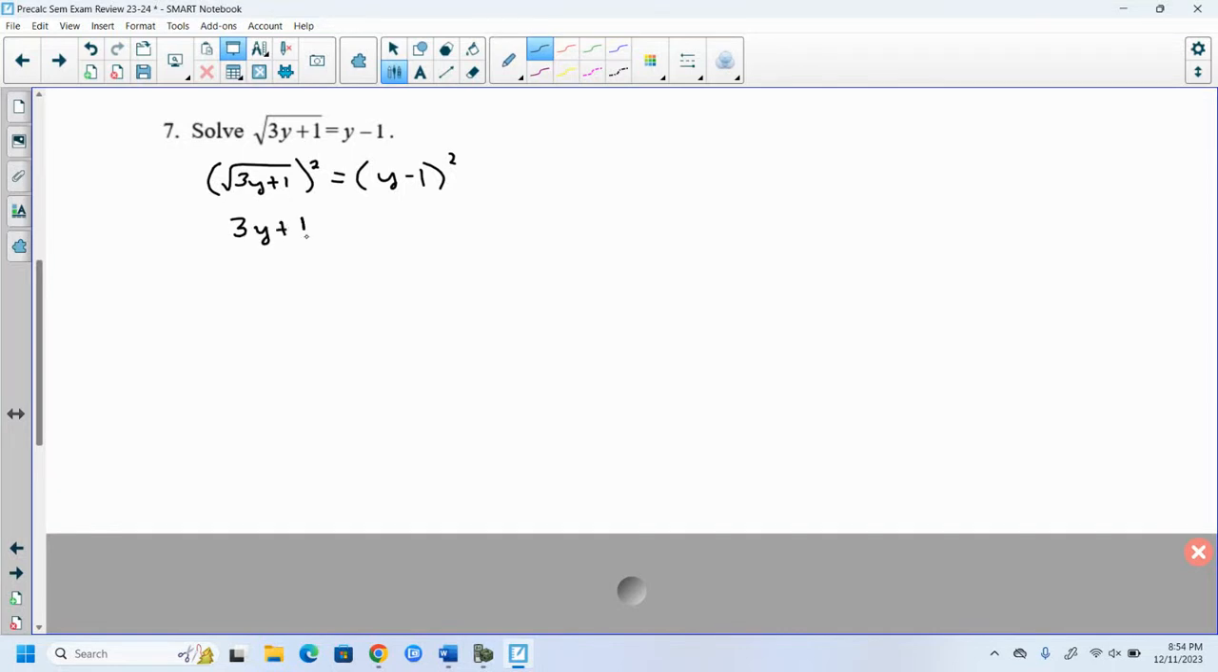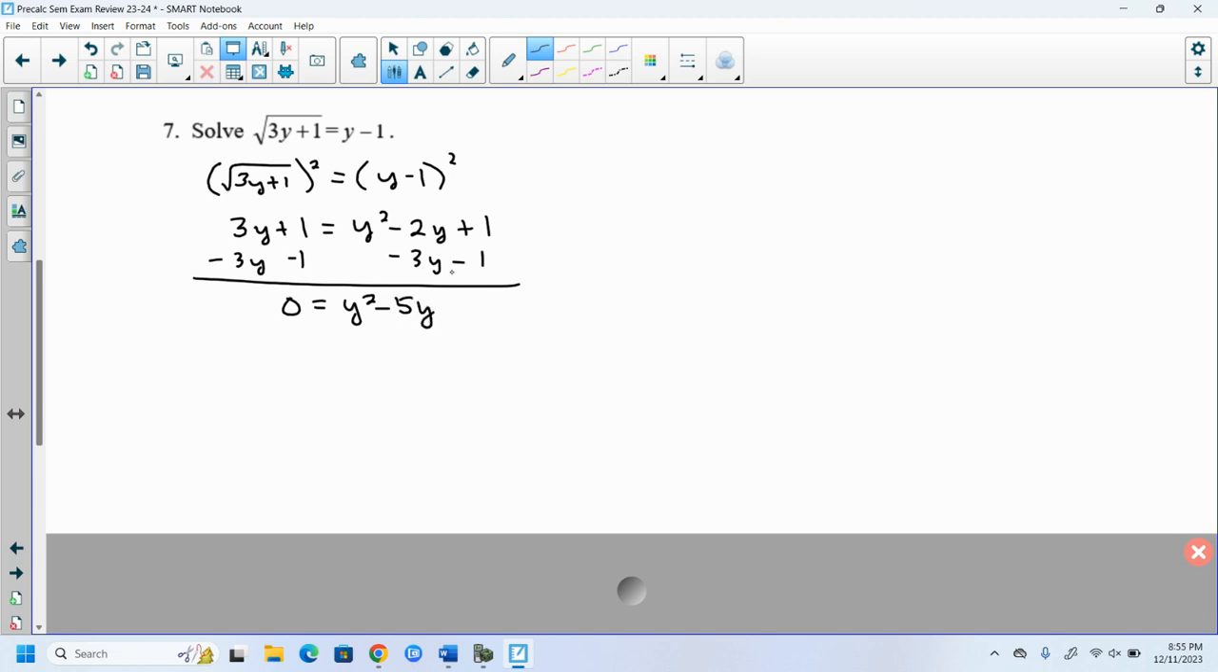I get 3y plus 1. When I FOIL, I get y squared minus 2y plus 1. I'm not going to go through that whole thing. And now you take a look and evaluate what type of equation we have to solve. We do have a y squared. We won't be able to get rid of it. So I am going to set this equal to 0. Now when I do that, that gives me 0 equals y squared minus 5y.